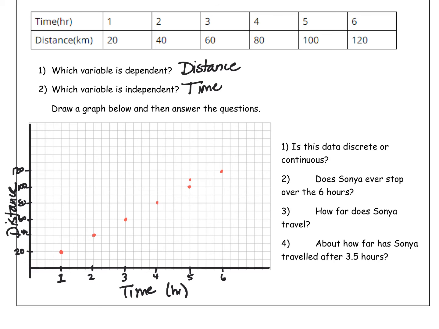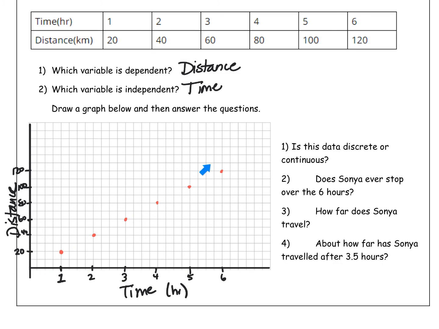Okay, so now we have to decide whether it's discrete or continuous data. We ask ourselves, when you're driving down the road, would it be reasonable that you are at a certain position at, say, the 15-minute mark? Like, would there be a point there? And the answer is yes. So therefore, it is continuous. We want to draw a line.